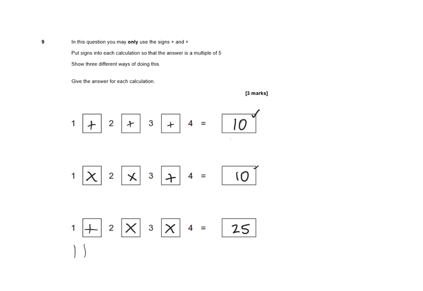Just looking at other options, because you may have done other things, so there's often more than the options given there. If I was to put a times there, so that makes 12, and I've just thought if I add those I'd get 15, so that would also work. So any of those 3 would get you the marks.